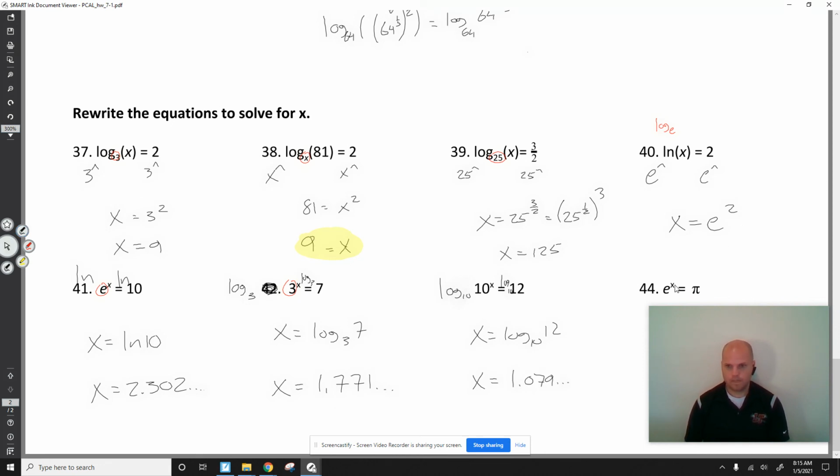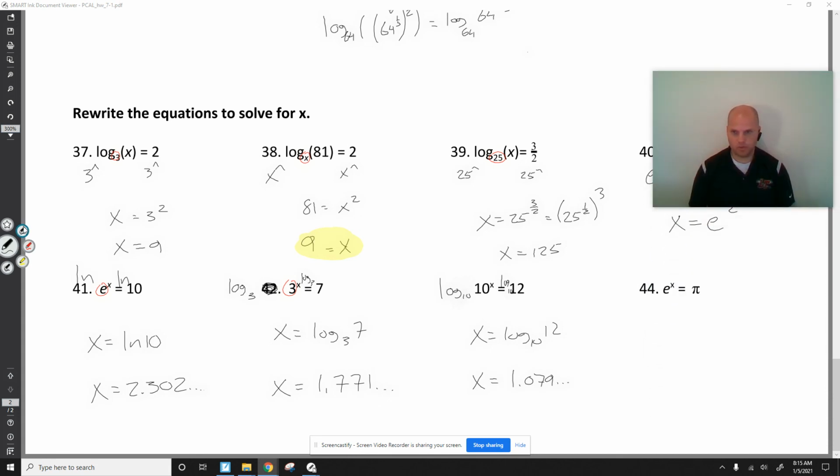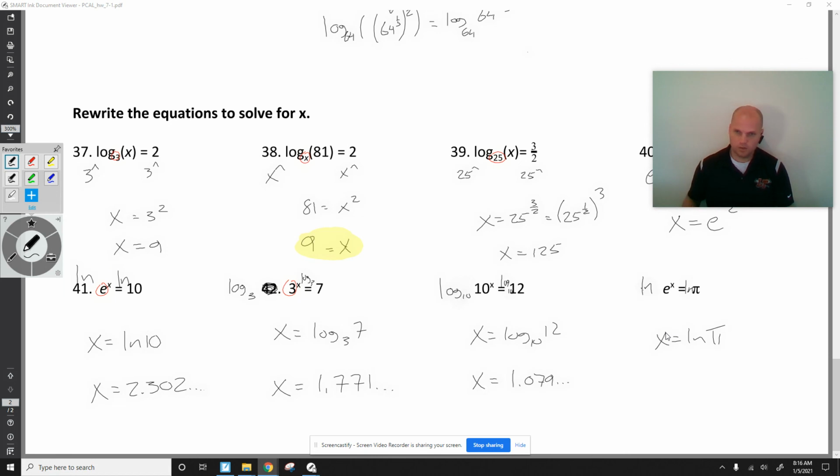Last one, e to the x is pi. Take the natural log of both sides. This is a log base e. Log base e is the same as the natural log, so ln both sides. You get x equals ln of pi. You can type that into your calculator easily. Ln of pi is 1.144 or 1.145.